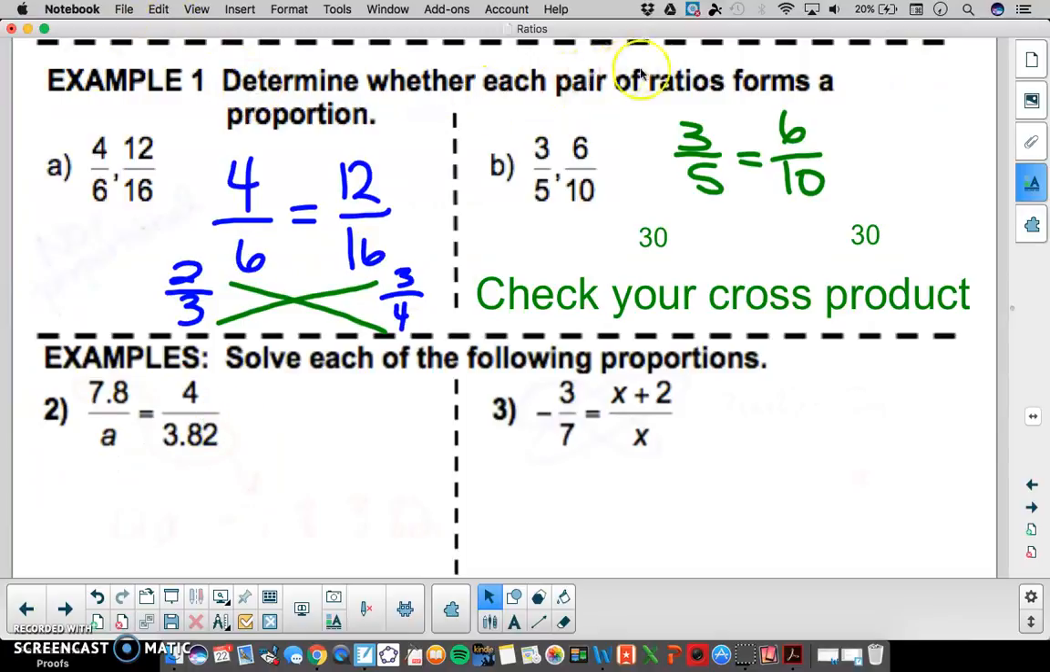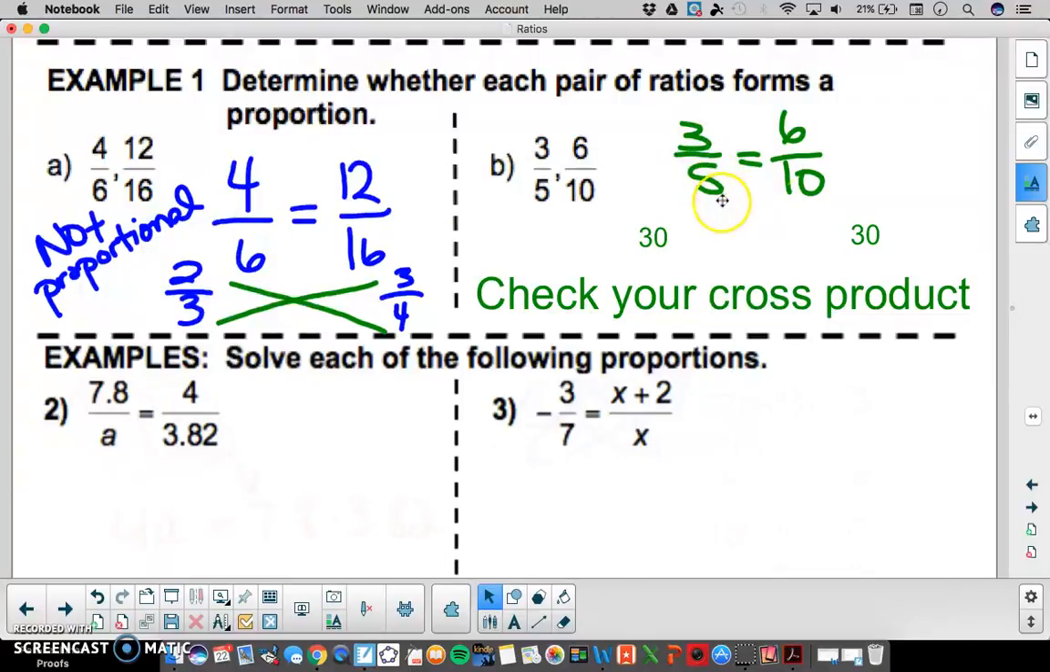So we want to determine whether each pair of ratios form a proportion. Looking at 4/6 and 12/16, we can see that 4/6 reduces to 2/3, and 12/16 reduces to 3/4. So they do not reduce to the same thing, but also you can check your cross product. So we have 2 times 4, which is 8, and 3 times 3, which is 9. Those cross products are not equal. It does not form an equation that has a true statement. So those ratios are not proportional.